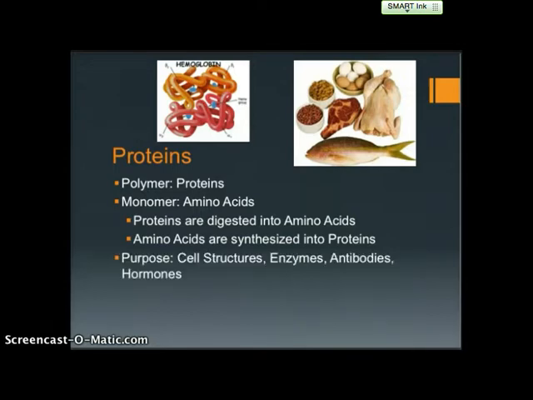The purpose of proteins in the body includes cell structures, enzymes, antibodies, which are involved in your immune system, and hormones, which are involved in your endocrine system. Food sources include meat, fish, beans, and eggs.